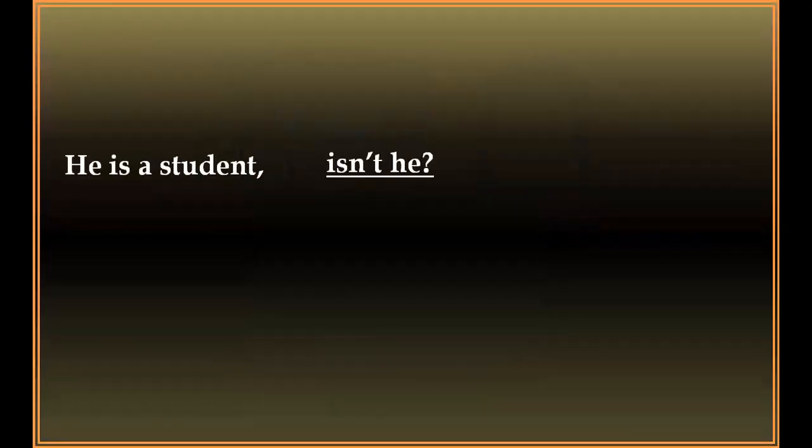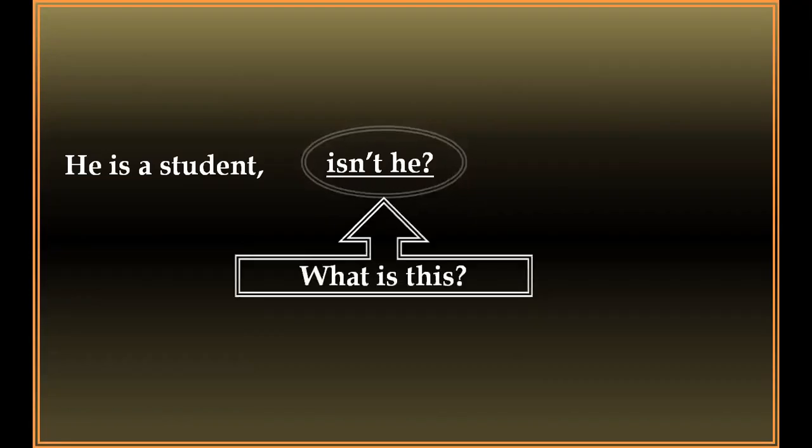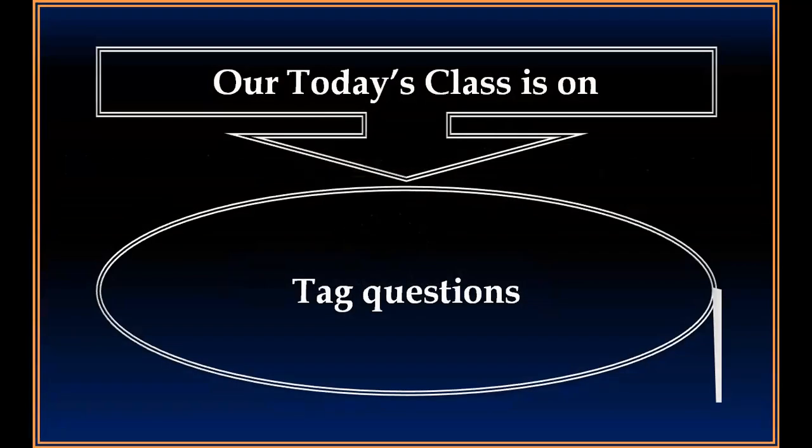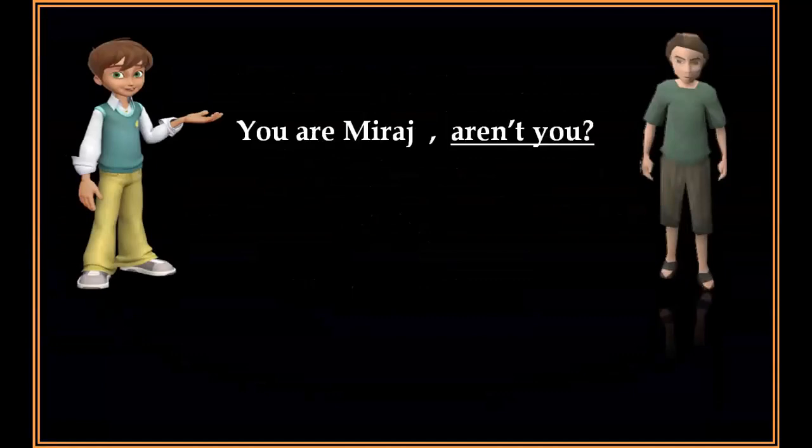So, in English grammar, sometimes you see after the statement, there is a question. And what is this? This is question tag. Okay. So our today's class is on tag question. Okay, dear students, let's see the example. You're a mirror, aren't you? Okay. Here, aren't you is a tag question.